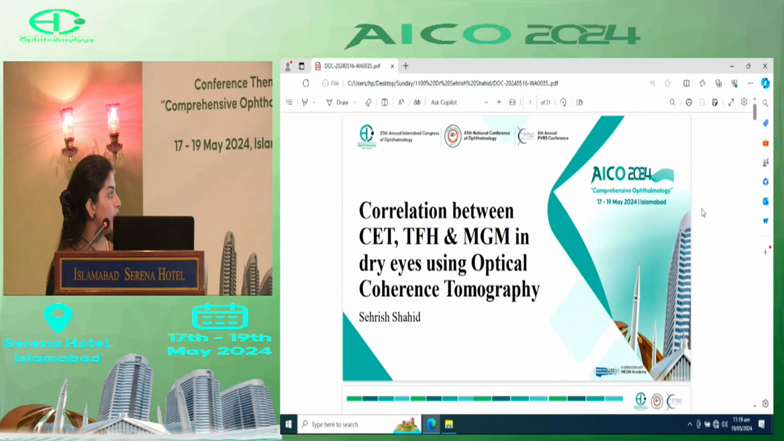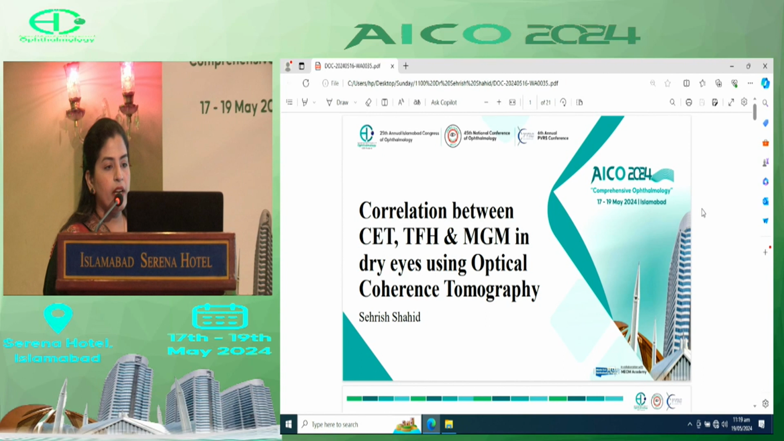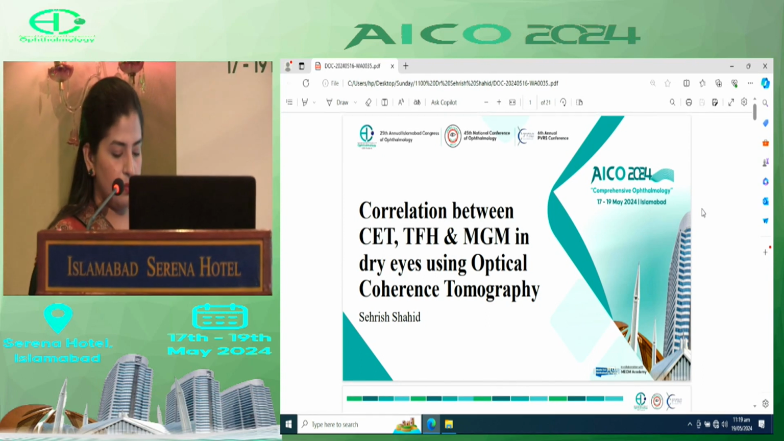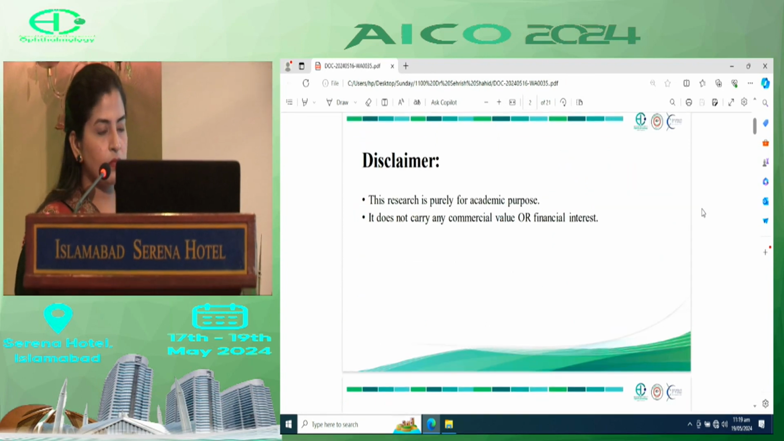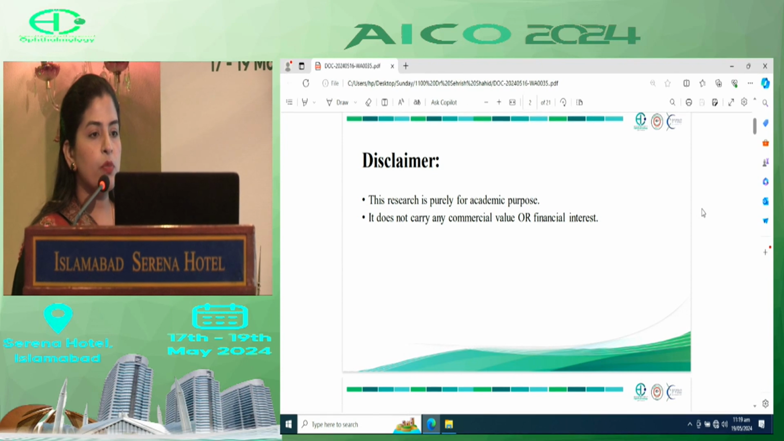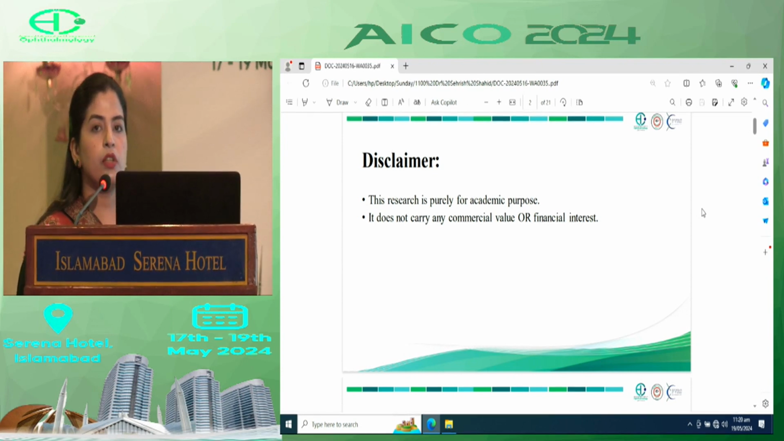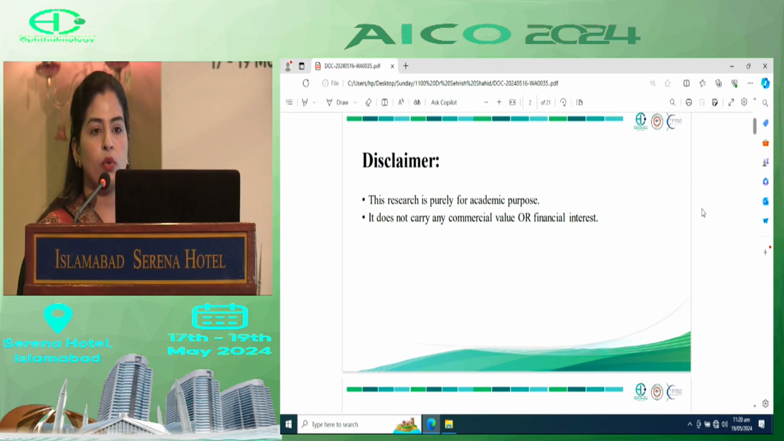Correlation between corneal epithelium, tear film, and meibomian gland in dry eye patients using OCT. This research was purely for academic purpose. It did not carry any commercial values or financial interests.